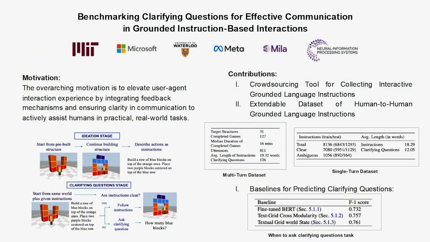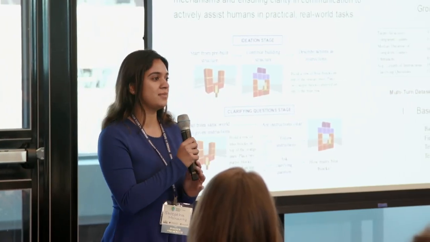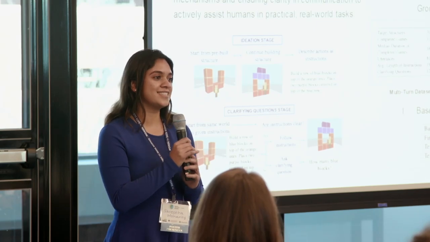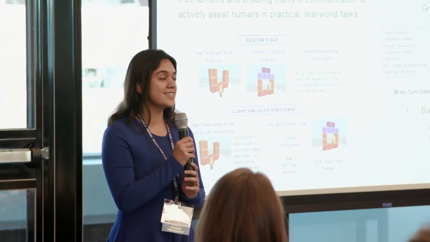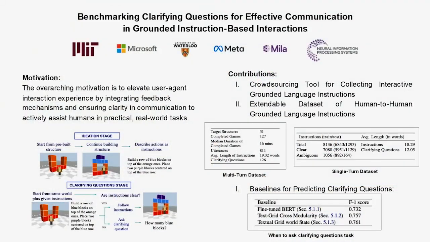Hi everyone, I am Shrestha Mohanty, a graduate student at MIT, where my research focuses on the intersection of natural language processing and computational social science. Here, I'll be presenting my work on benchmarking clarifying questions in interactive grounded language understanding agents. The motivation behind our work was to elevate user and agent communication by integrating feedback mechanisms so that they can communicate effectively, and also eventually they can help us solve real-world tasks.